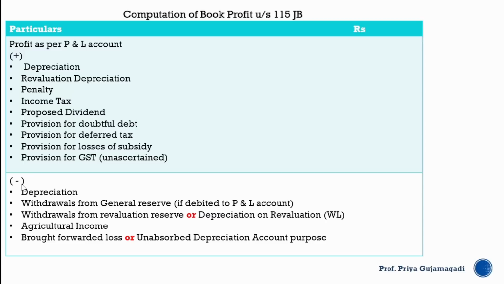Next, minus part, deductions we have to do. Depreciation. While calculating normal provision, we have to take depreciation as per tax rule. So for example, as I said, the depreciation will be 5 lakh rupees and depreciation as per tax rule will be 7 lakh rupees. In such a case, while calculating normal income, we'll take both. So we will add 5 lakh rupees, but we will deduct 7 lakh rupees. But while calculating book profit, the depreciation which we will add and the depreciation which we will deduct will be the same. In that same example, depreciation 5 lakh rupees we have to add and depreciation 5 lakh rupees we have to deduct. Next, withdrawal from general reserve.